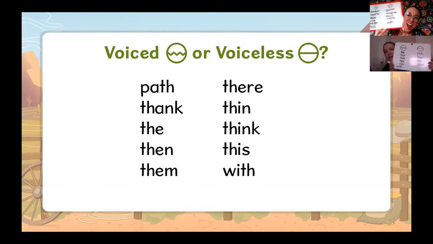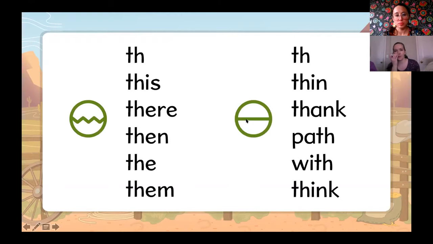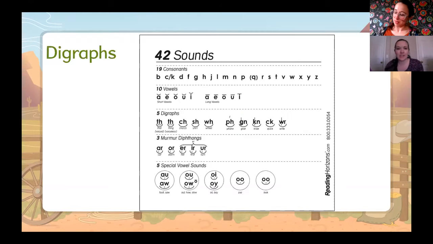Perfect. All right. So here's what we're going to do. I'm going to show you the screen. Here are the words that are the voiced TH digraph. This, there, then, the, and them. They all have that vibratory piece. And the words that are voiceless: thin, think, path, with, and think. Okay? All right. Perfect. So go ahead and erase your boards. Erase my board too. And let's get started with our lesson.